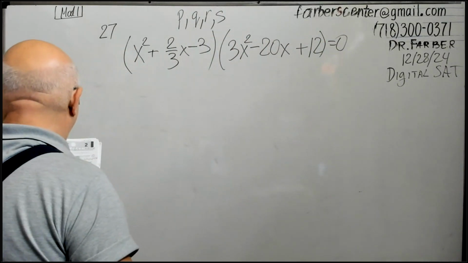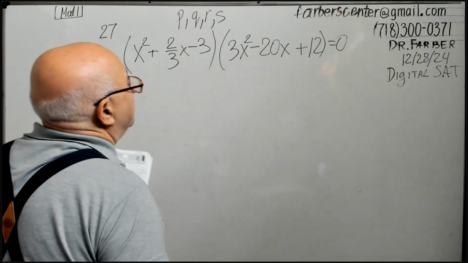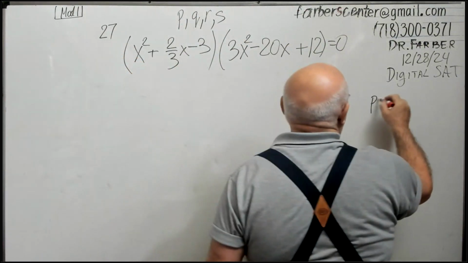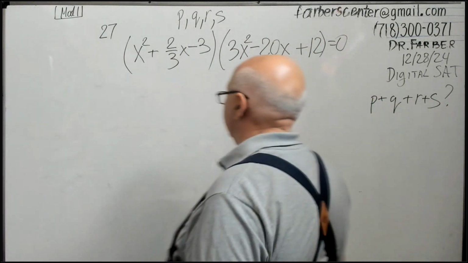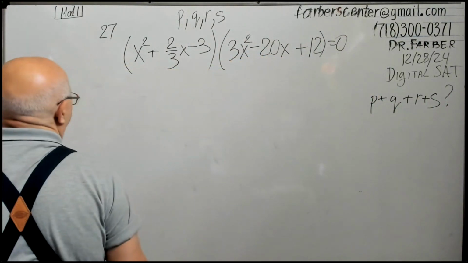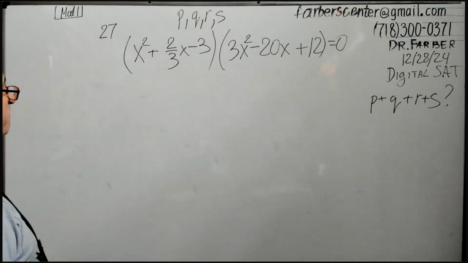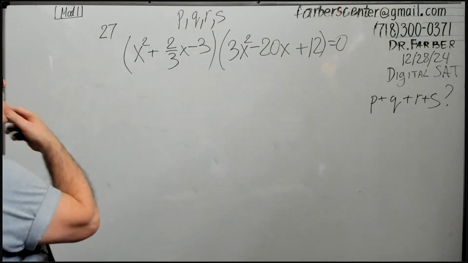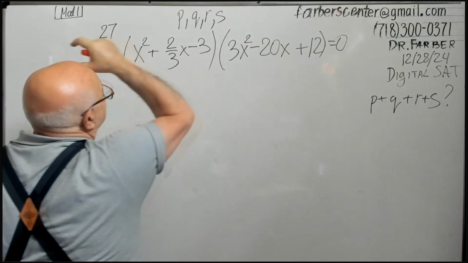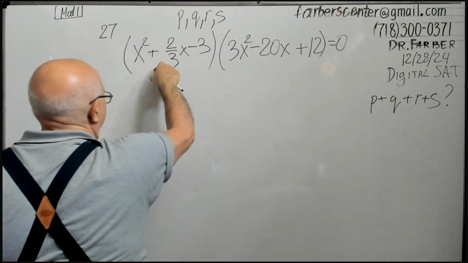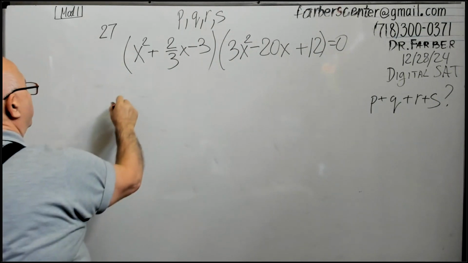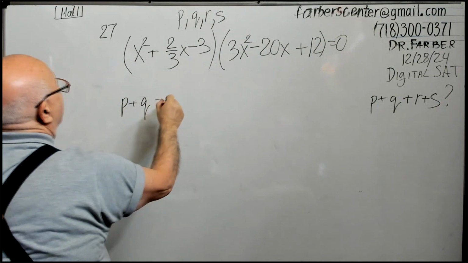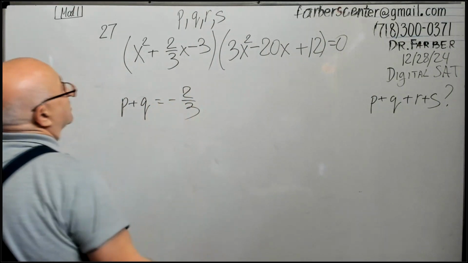And they ask you to find P plus Q plus R plus S. Also, based on François Viète's theorem, you know that the product of two terms equals this value, and the sum equals this value, with opposite sign. So P plus Q, let's say, equals -2/3. François Viète's theorem.